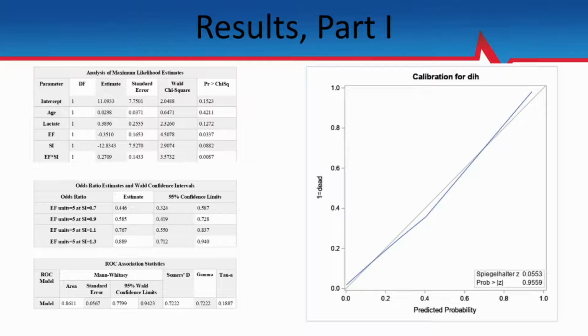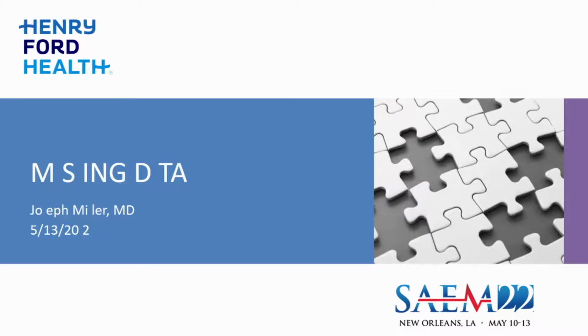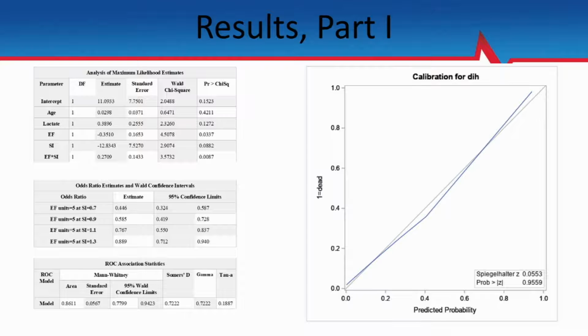Our model actually looks like it's performing pretty well. Our model discrimination, area under the curve, is 0.86. What that's telling you is how well the model discriminates between patients that have an event and don't have an event. And then finally, this last graph over here is something called the calibration curve. You may not have heard about this or seen them. They're not reported often enough.